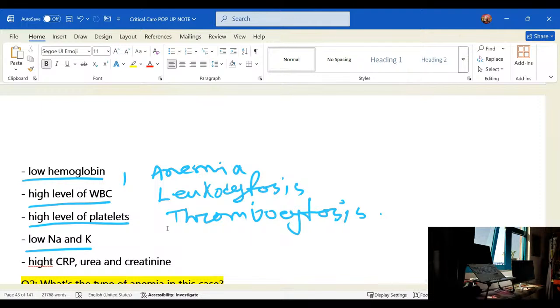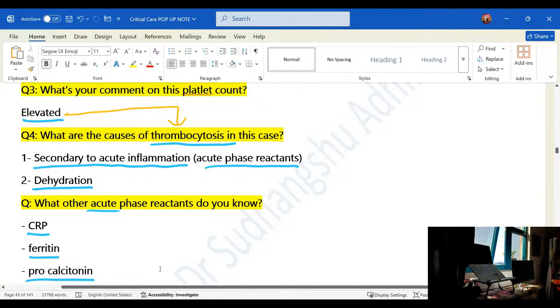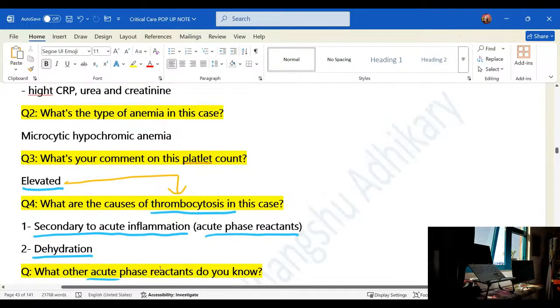What is the type of anemia in this case? Microcytic hypochromic anemia.